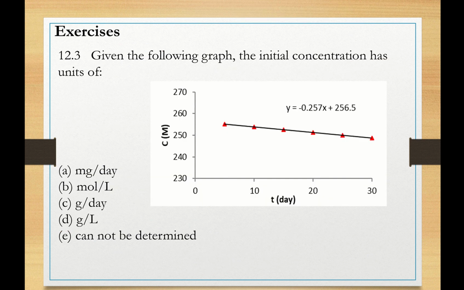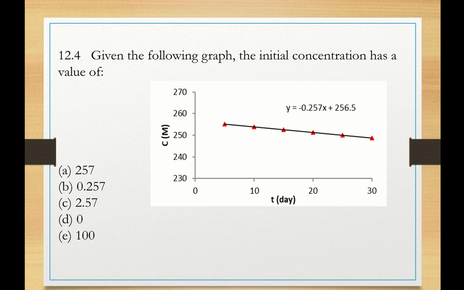Finally, it is your time to practice. The first one, 12.3, is asking you to determine the units of the initial concentration. Here you will notice that when C is plotted against time, you have a line, and therefore it must be a zero order process. What are the units of the C0? In 12.4, maybe it's the same concentration versus time data we have here. I'm not sure. It doesn't matter anyway. You need to calculate the value of the initial concentration, not the units.